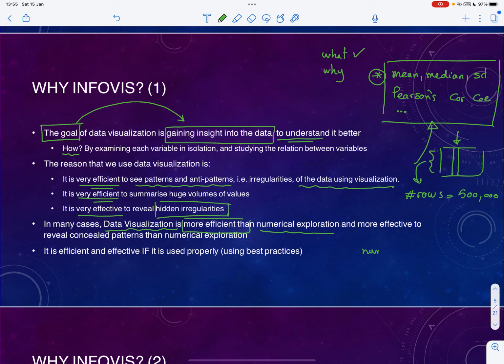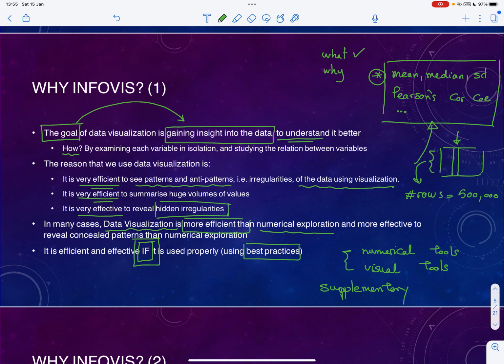However, numerical tools and the visual tools are not competing. They are supplementary. They're completing each other. We use both of them. It is efficient and effective, the information visualization, with a very big if. If it is used properly, using best practices.